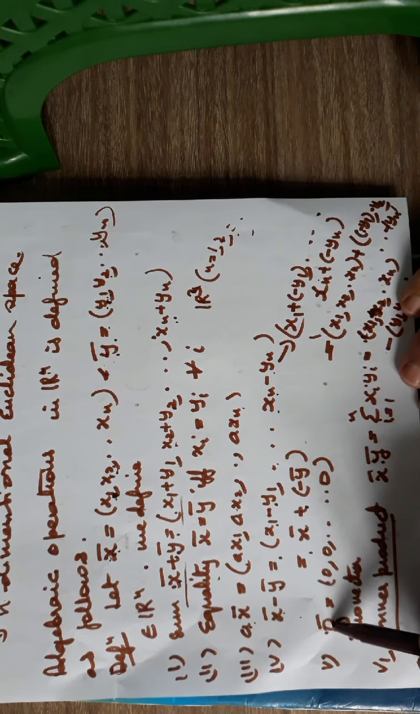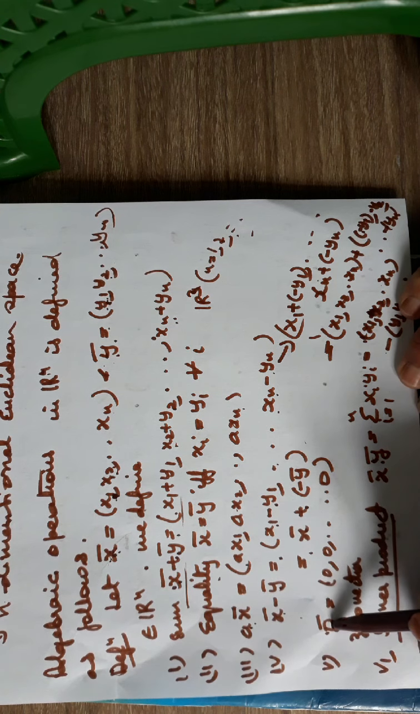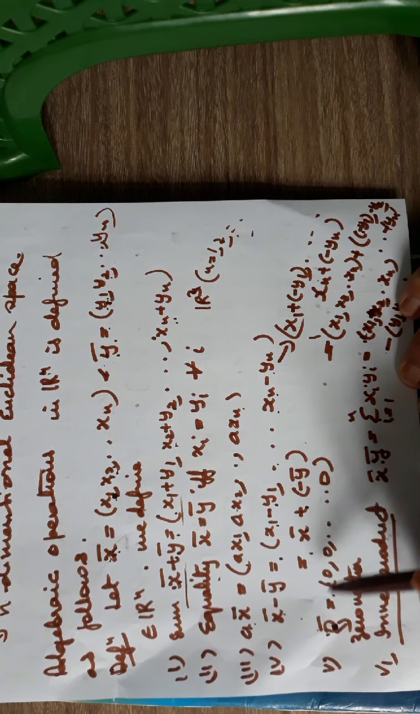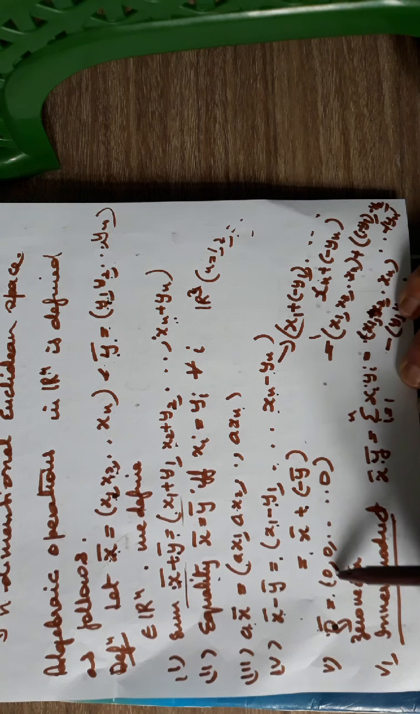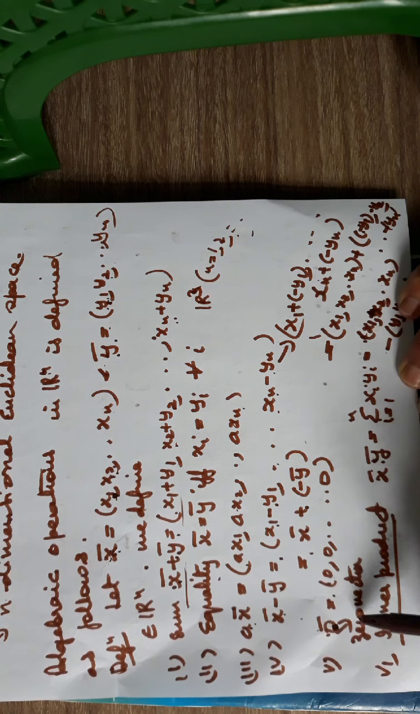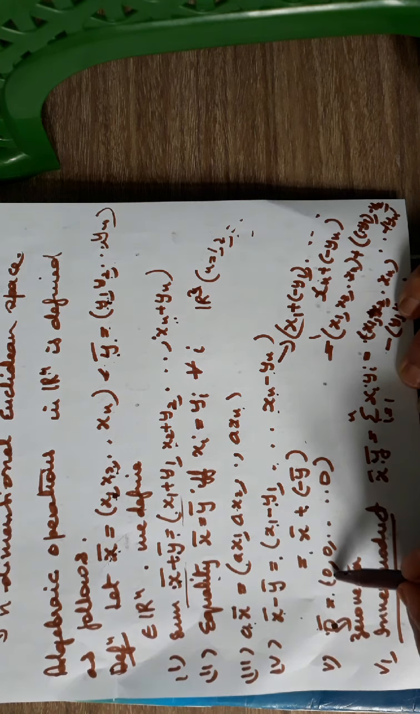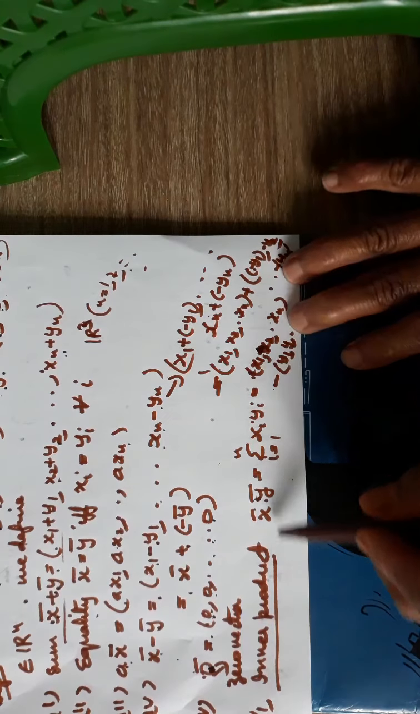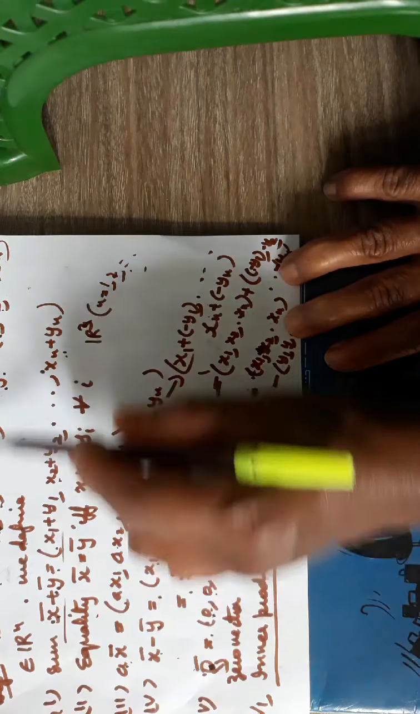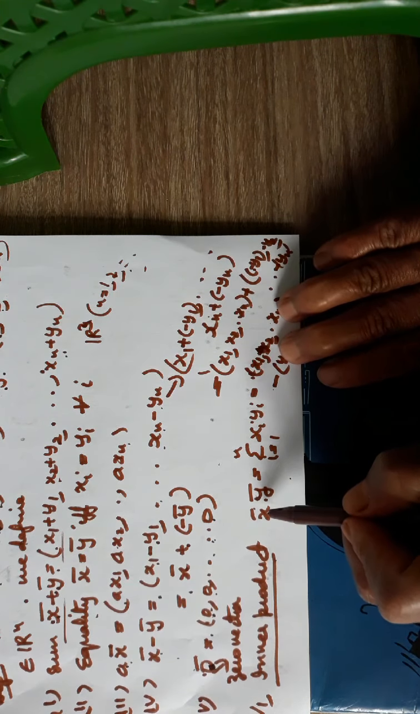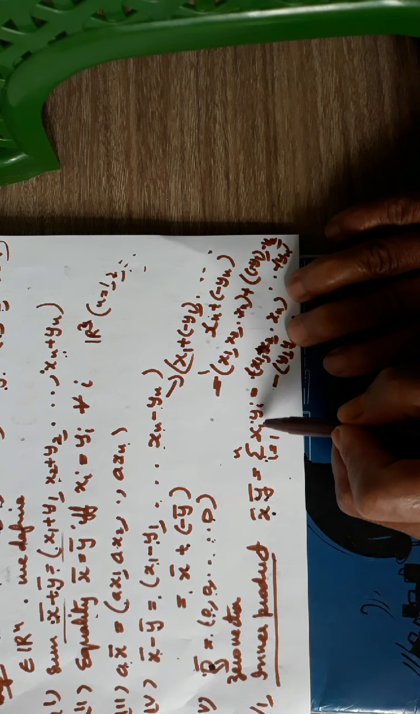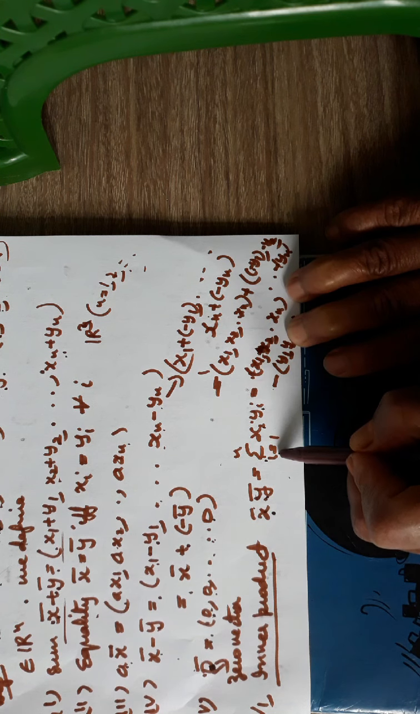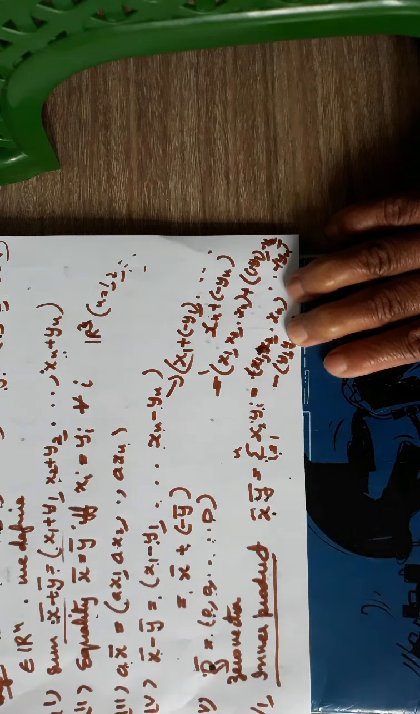And here the zero vector or the origin is denoted by 0 bar, where each of the n components is equal to 0. So the zero vector is the set of ordered n components where each component is equal to 0. The inner product of these two vectors is defined by the notation x bar dot y bar equal to the summation of xi yi, where i varies from 1 to n.